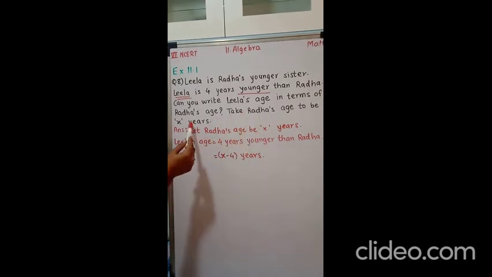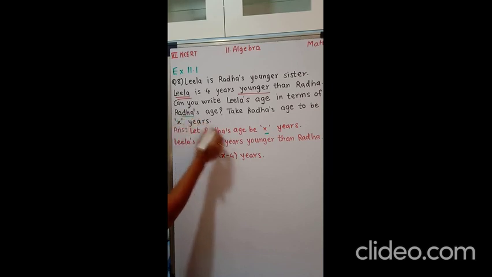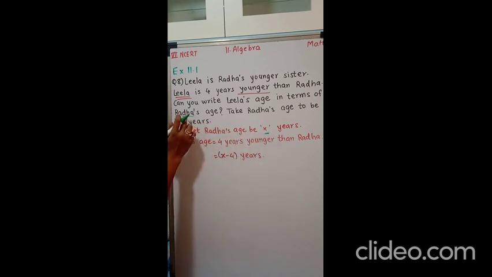Take Radha's age as x years. So whatever is given in the word problem, use that. Let Radha's age be x years. So we have taken Radha's age as x years. So Radha is elder than Leela. Radha badi hai. So Leela will be smaller.